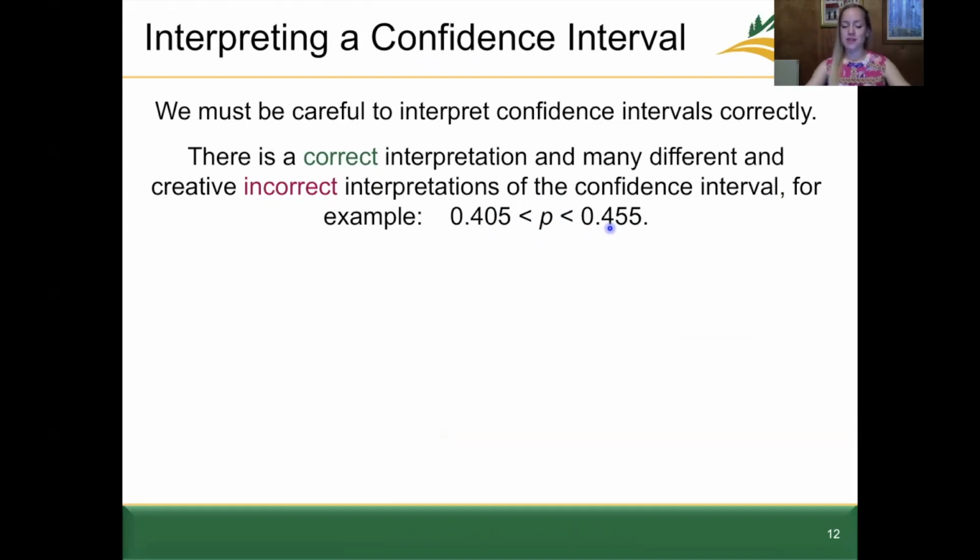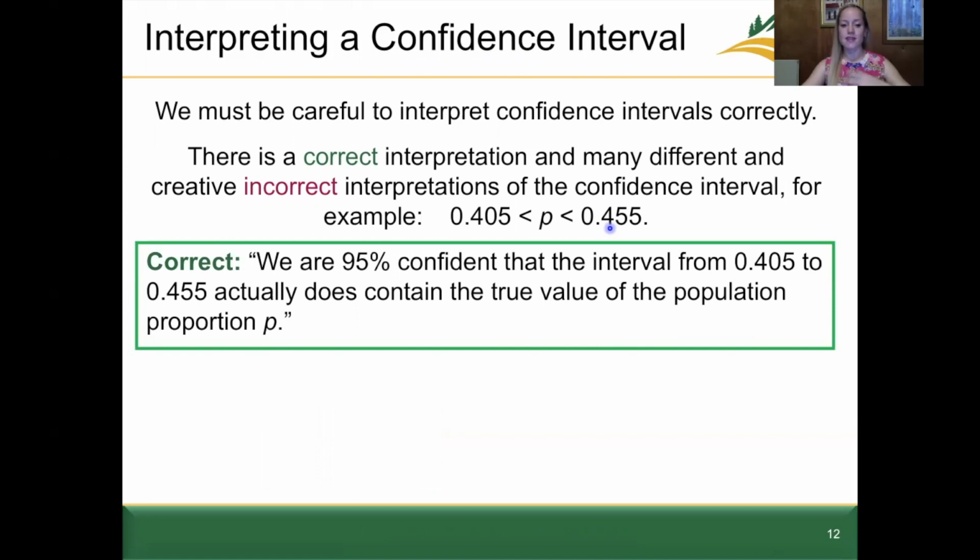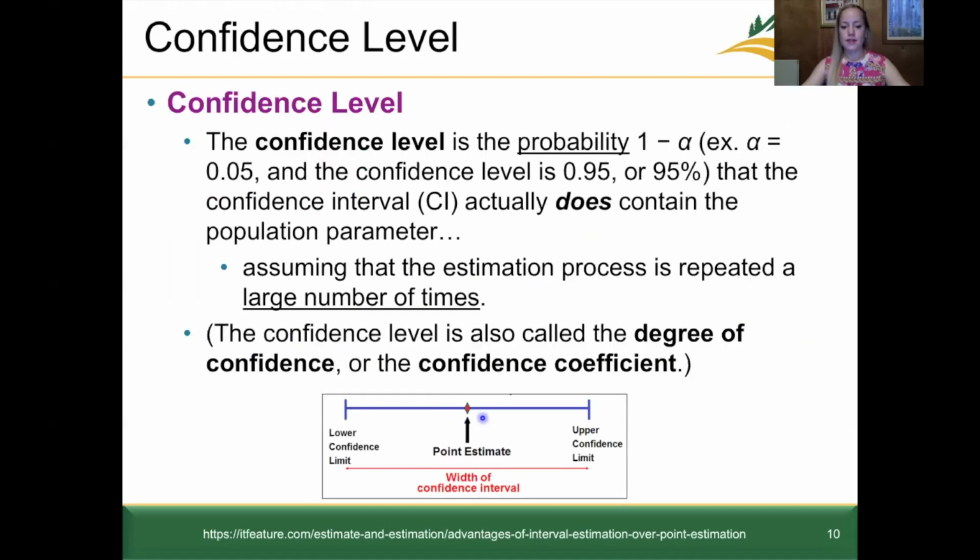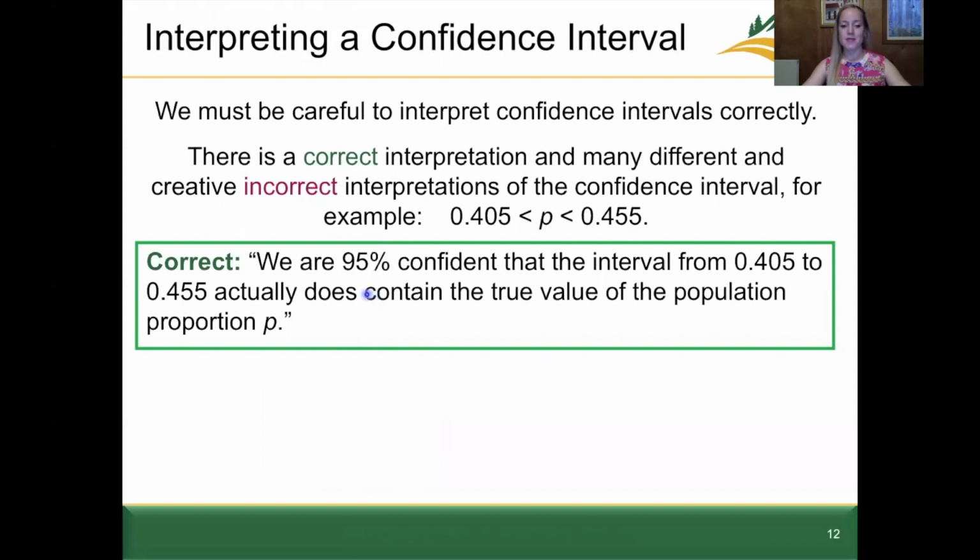Using the most common percentage here, the correct way we can say this is we are 95% confident that the interval from 0.405 to 0.455 does contain the true value of the population proportion. So remember, we take a sample, we find the point estimate of it, then we have a width of the confidence interval that goes below the point estimate and above the point estimate. Then coming back here, we could say that we are 95% confident that this interval that we just talked about does contain the true value of the population proportion.